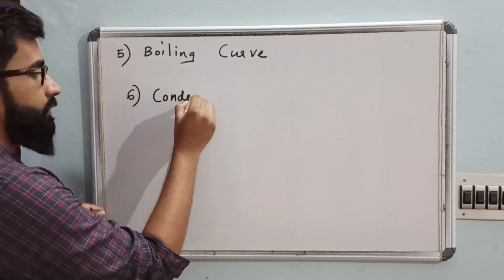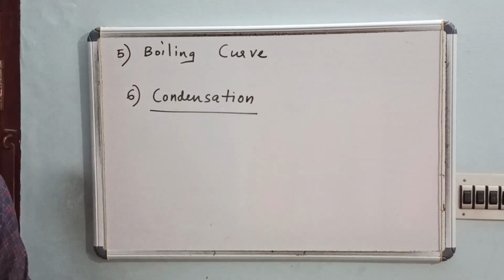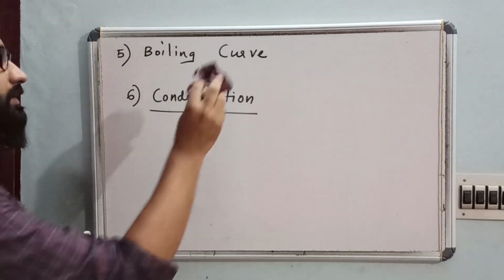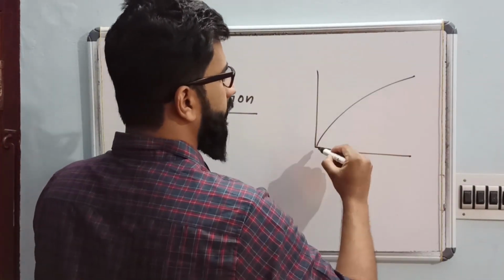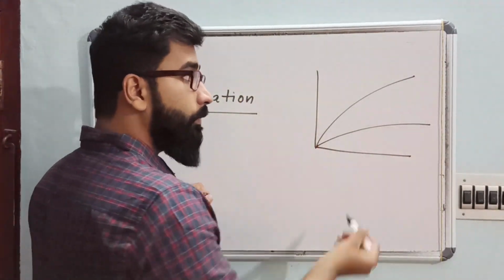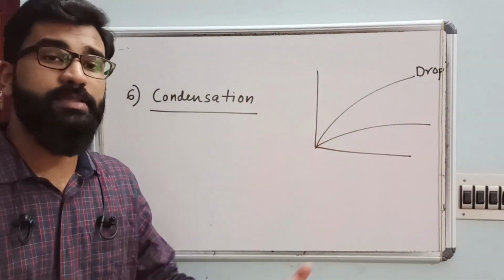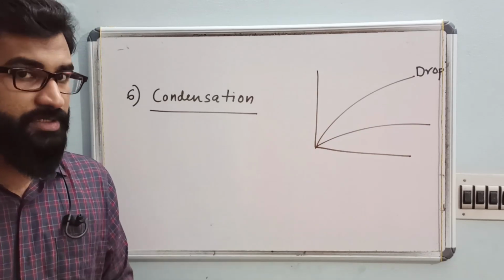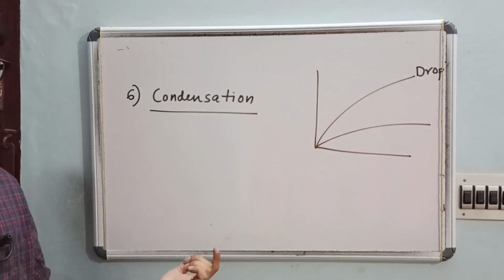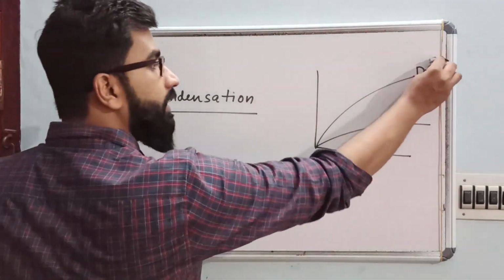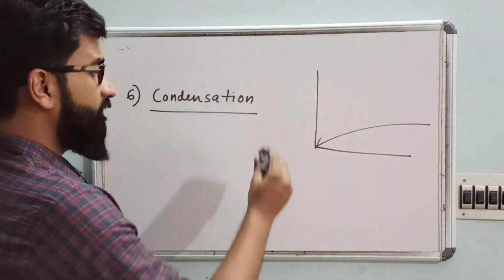Next topic we have is condensation. Clear? In condensation, you have two types of condensation, obviously: one is dropwise and the other is film-wise. In dropwise condensation, your heat transfer coefficient may be high, but in film-wise condensation, your heat transfer coefficient is low. But it is very difficult to have a sustained dropwise condensation, so we will normally study only film-wise condensation. In our syllabus, we have only film-wise condensation.